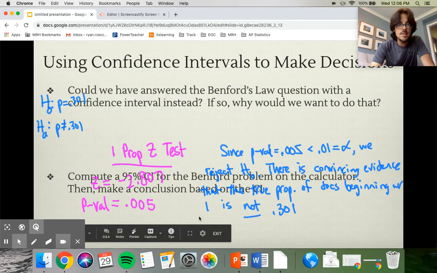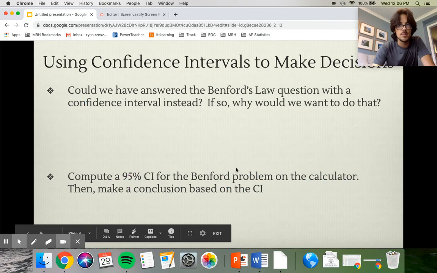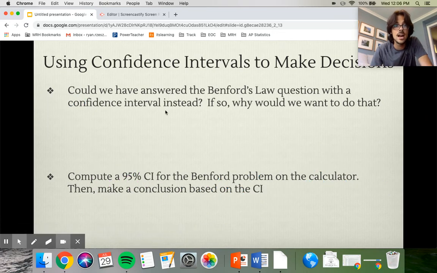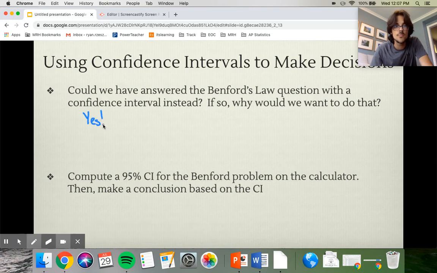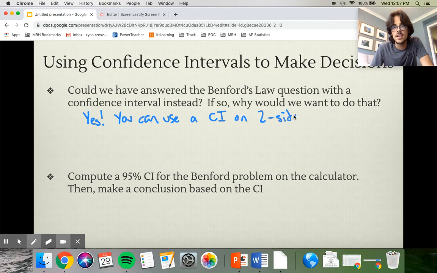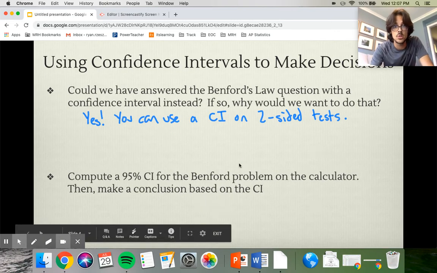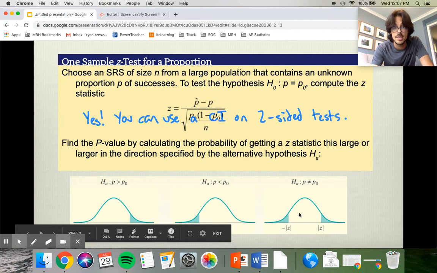So the last thing in this lesson, it is actually possible that I could have answered this problem with a confidence interval instead of doing a significance test. So you can use a CI on two-sided tests. What do I mean by that? If you have a two-sided test, or a not equal to test, I'm going to tab back to the first picture real fast and show you this example right here.